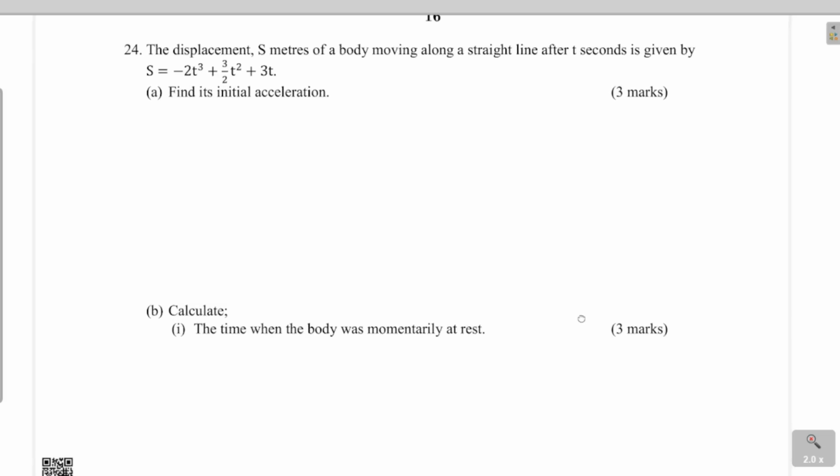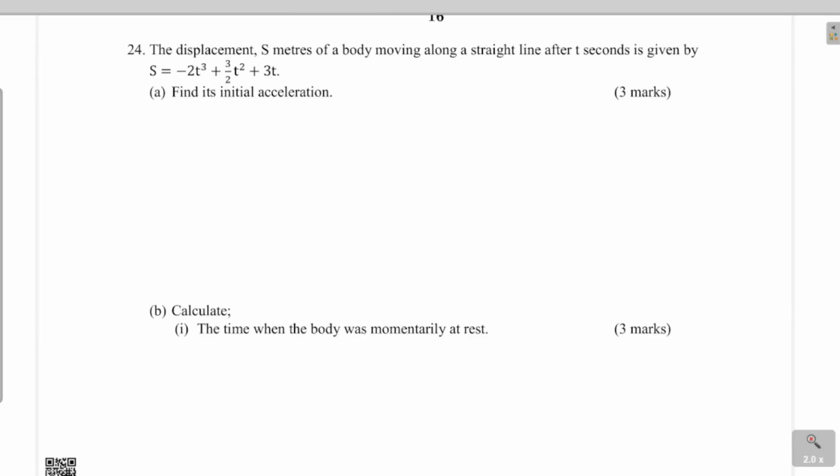Let's go to the first part. In the question, you are given the displacement and you're supposed to find initial acceleration. Now, how do you find acceleration given displacement? Let me show you something here. You differentiate displacement to get velocity. You differentiate velocity to get acceleration. So these downward movements, you always differentiate. Remember that. And any upward movement, moving from acceleration to velocity or velocity to displacement, you are going to integrate.